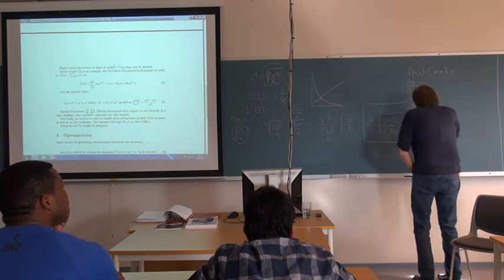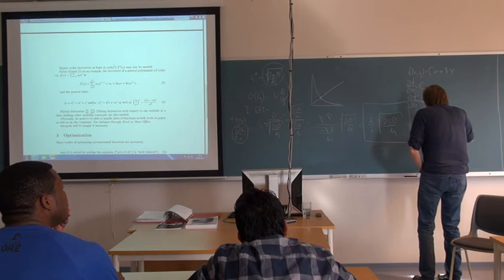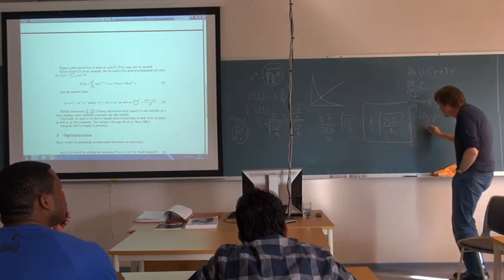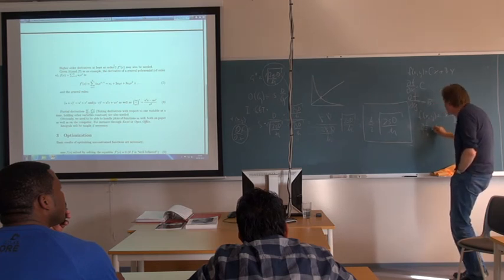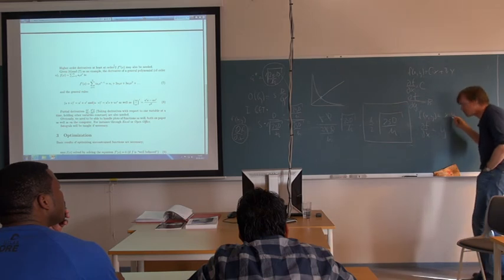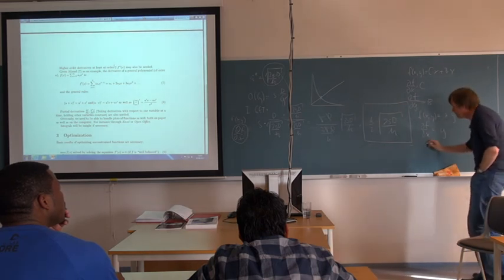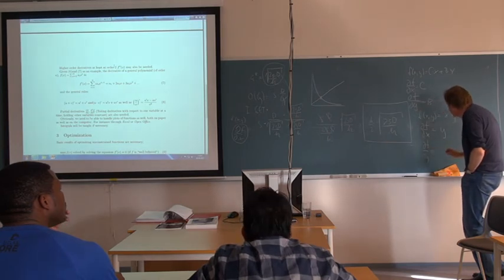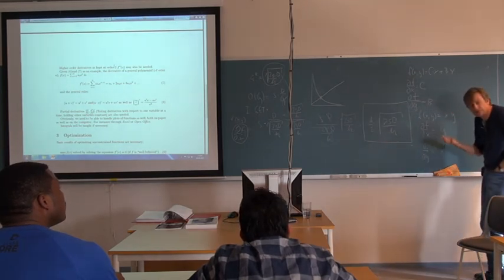If f of x, y equals x times y, take that example, then the derivative of f with respect to x would be y, wouldn't it? Because y is a constant, x is the variable. Similarly, df dy would be x. Okay, so this is how it works.